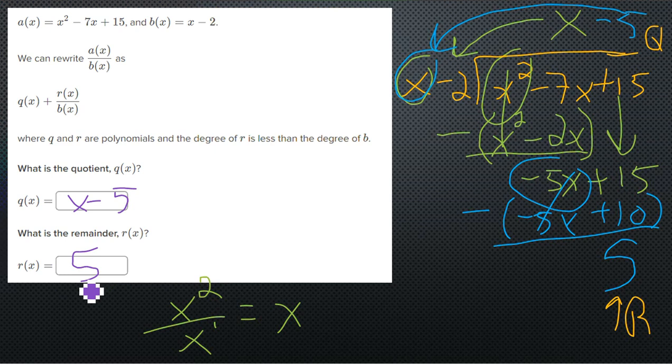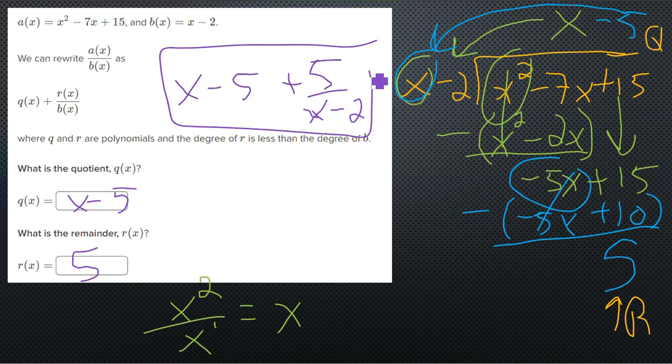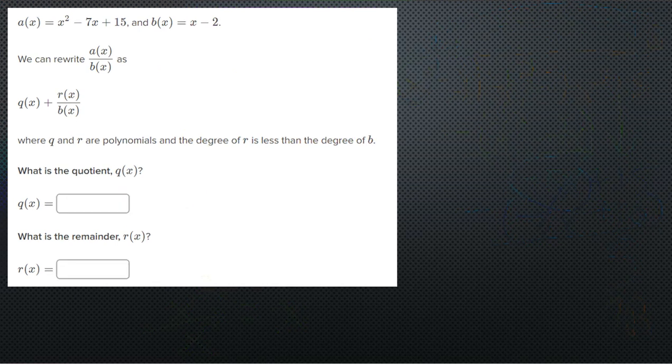Now, if we were to write that as a polynomial, we would say x minus 5 plus the remainder 5 over the quotient, which was x minus 2. So I could write it like this, or sometimes it asks you the two different parts. Okay, so our final answer is x minus 5 plus 5 over x minus 2. That's using long division. We're going to do the same problem using synthetic division.